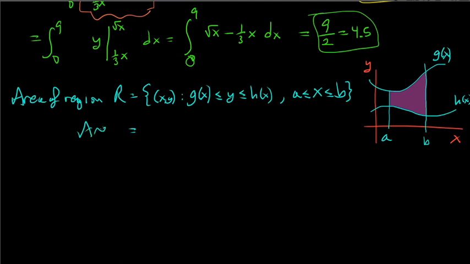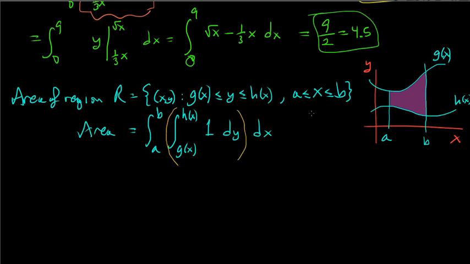the area is going to be the definite integral from x equals a to x equals b of the definite integral from g of x to h of x of the number 1, first with respect to y, then with respect to x. Okay, so this is an iterated integral, right? You got to do the inside one first, and then the outside one.